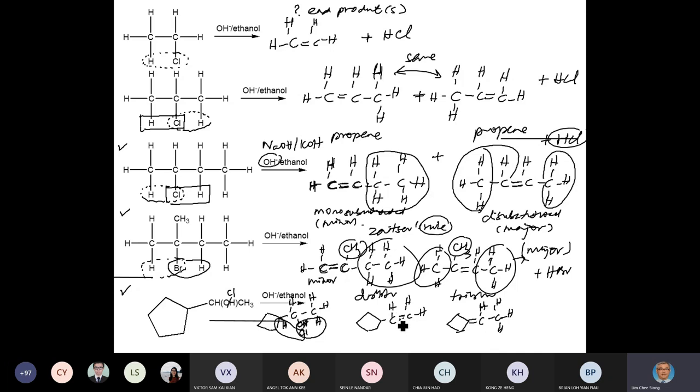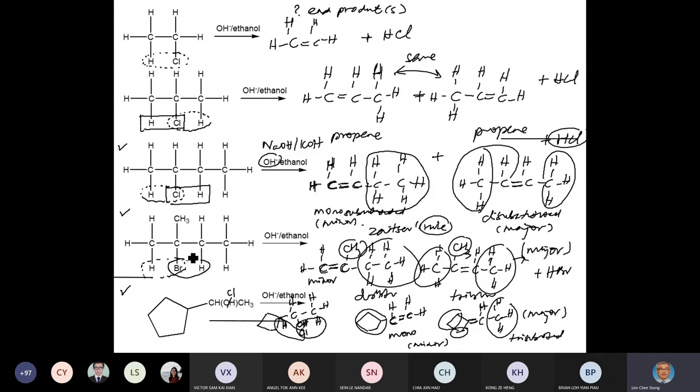Mr. Lim says the C here we call the focus. So on this C, how many alkyl groups do we have? Only one, this one. So this is monosubstituted. And this C, how many carbons are attached? They got one, two, three. So this is trisubstituted. As a result, this is the major and this is the minor. Clear? And followed by HCl as a side product. Any question you want to ask?